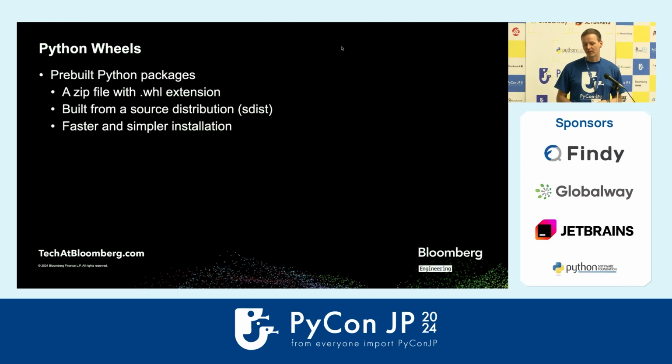They are pre-built Python packages. What they do is they're basically just a zip file with this special WHL extension, and they generally contain Python code, metadata, and potentially compiled code as well, like Python extensions. The main advantage of these Python wheels is that they are pre-compiled. They are pre-built, so when you install them, you don't have to perform another build step, which means that installation becomes much faster and simpler, and it's also more secure.